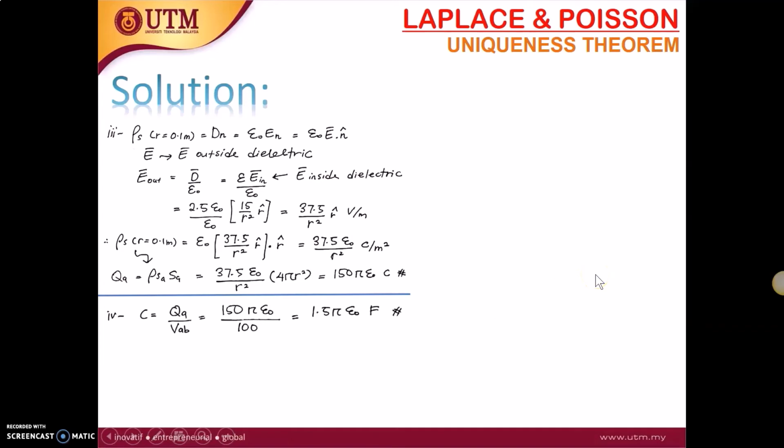Next, what is the capacitor? The capacitor is equal to charge divided by potential. So the charge QA equal to 150 pi epsilon naught, you already calculated here, and divide by the potential between A and B, which is 100 volt. So you got the capacitor equal to 1 over 1.5 pi epsilon naught farad.